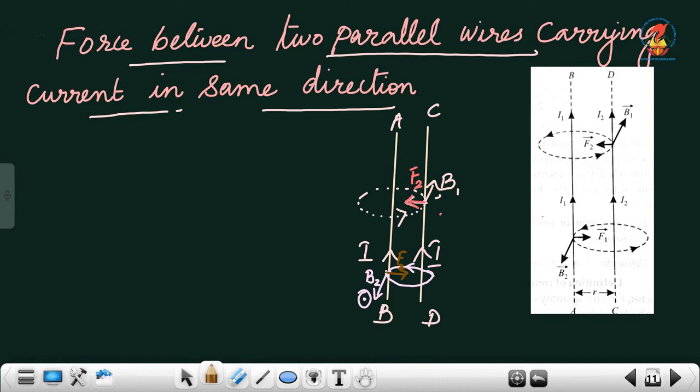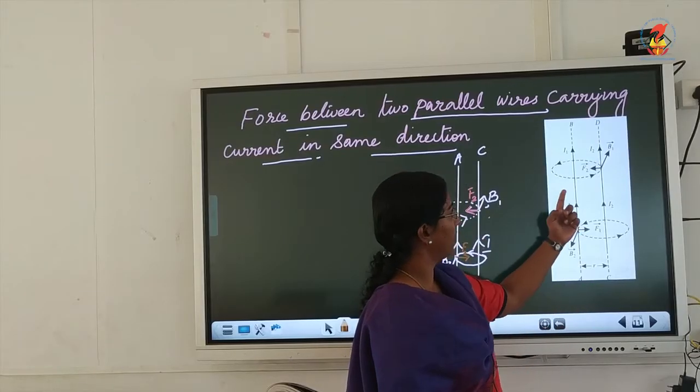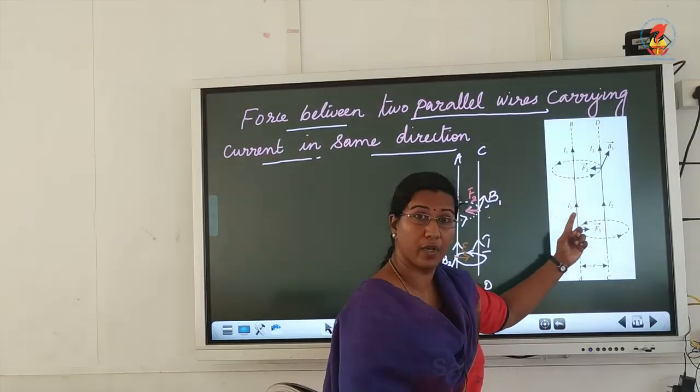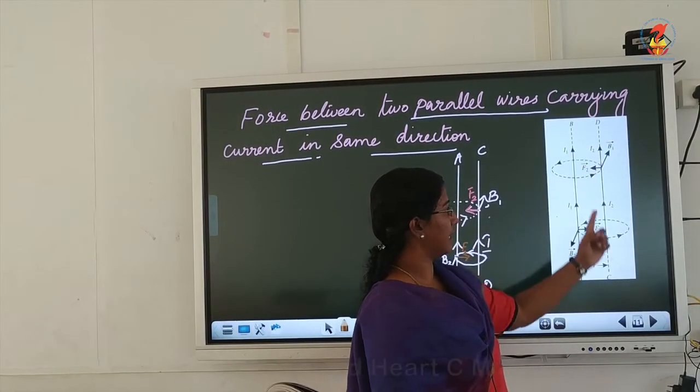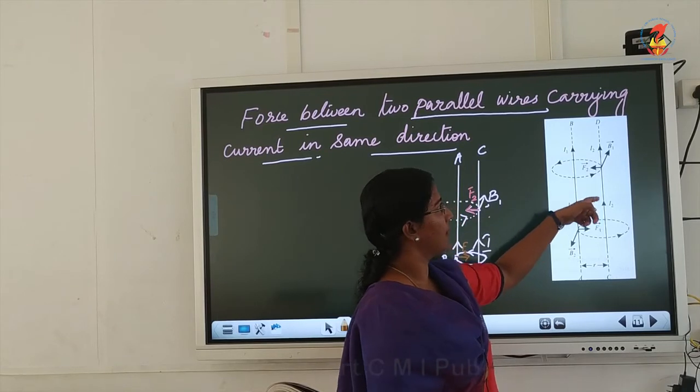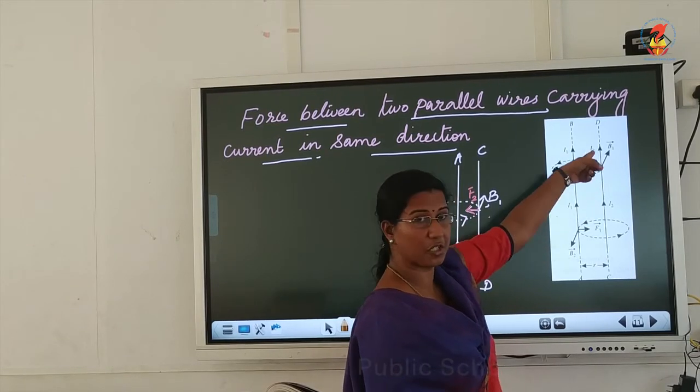Hope you understood. Once more I will explain: we have two conductors AB and CD. Through AB, current I1 is flowing in the upward direction, so it will have a field around it, and the second conductor CD is kept in this field, and the direction of the field is into the board.